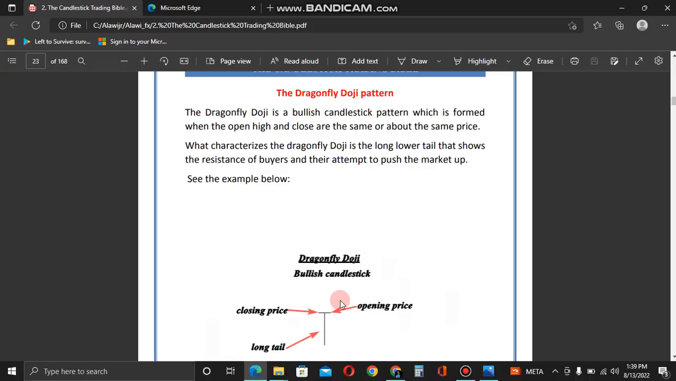Popote utakapoiona hii dragonfly ni mostly utaiona on the bearish trend. So utakapoiona hii, take it as a confirmation to take your long positions. Kwa hii utakapoiona, just buy. It never happens on the uptrend, but it highly happens on the downtrend.